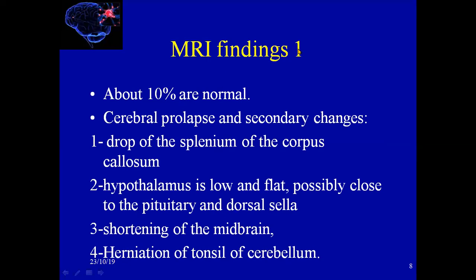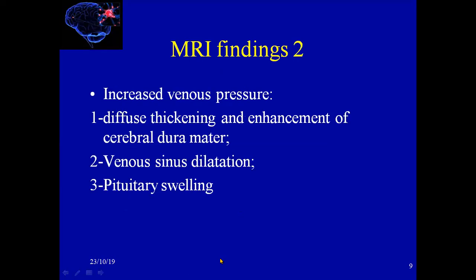So MRI findings here: firstly, 10% will show normal, and actually will have some cerebral prolapse and secondary changes. What are secondary changes? There will be a drop of the splenium of the corpus callosum. The hypothalamus will be slow and flat. Sometimes it is close to the pituitary and dorsum sellae, and also shortening of the midbrain and herniation of the tonsils of the cerebellum.